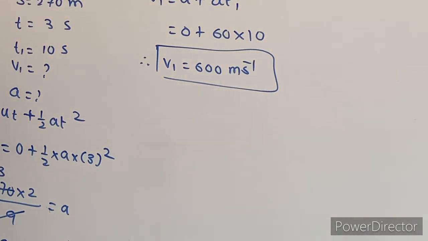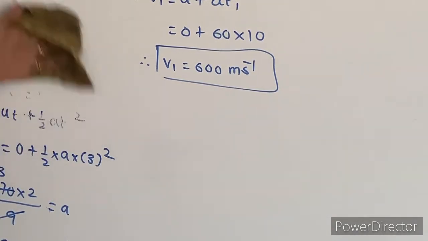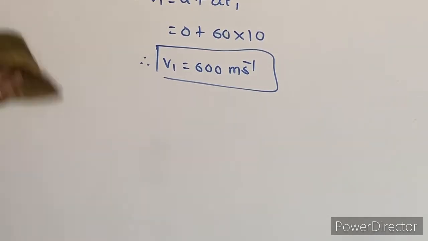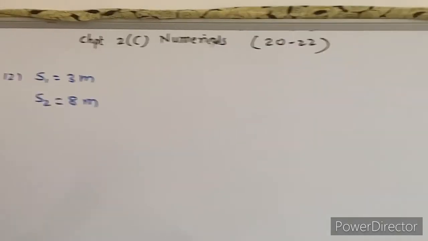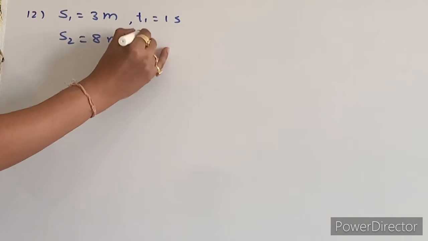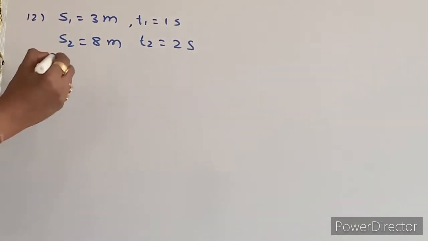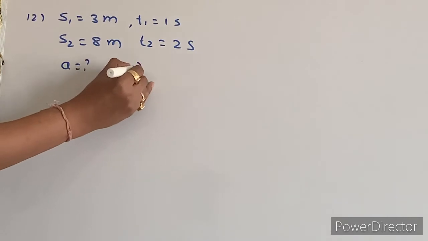Now 4 more numericals, that is 12, 13, 14 and 15. The 12th one is very important and a little lengthy. This is a frequently asked question because it's a different type. Check what is given. A body is moving with constant acceleration, and travels distances of 3 meter and 8 meter. So S1 is given as 3 meter, S2 is given as 8 meter, in times of 1 second and 2 seconds, which means t1 is equal to 1 second, t2 is equal to 2 seconds. What they want here is acceleration a and initial velocity u.